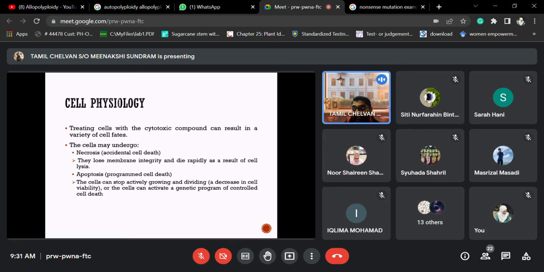The cells can stop actively growing and dividing. It stops growing, it is killing itself. Apoptosis means the cell dies by itself, not because it loses integrity. It stops growing and dividing, a decrease in cell viability. Or the cells can activate a genetic program of controlled cell death. A decrease in cell viability means decrease in life. Not viable means not alive. It activates a gene program that will control the cell, and it will kill itself.